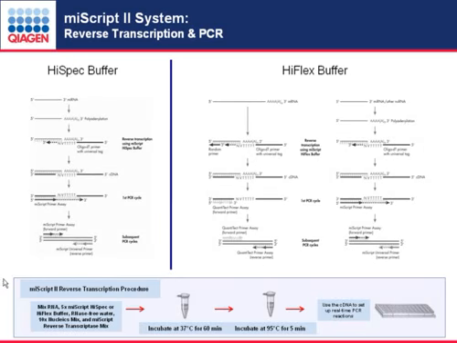And regardless of whether you choose the HiSpec or HiFlex buffer, you have the same streamlined workflow. You simply mix your RNA, your either HiSpec or HiFlex buffer, water, and a 10x nucleics mix, and your reverse transcriptase enzyme mix. You incubate your RT reaction at 37 degrees for 60 minutes, followed by heat inactivation at 95 degrees for 5 minutes, and then use this cDNA to set up real-time PCR reactions.